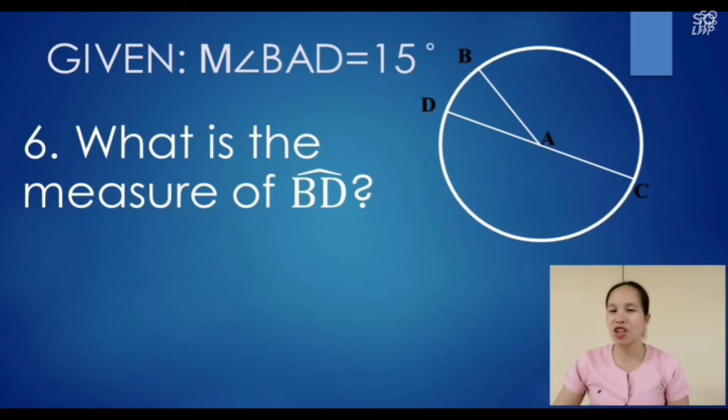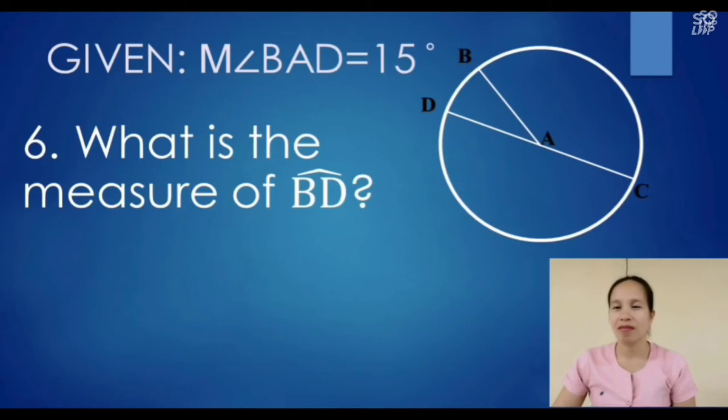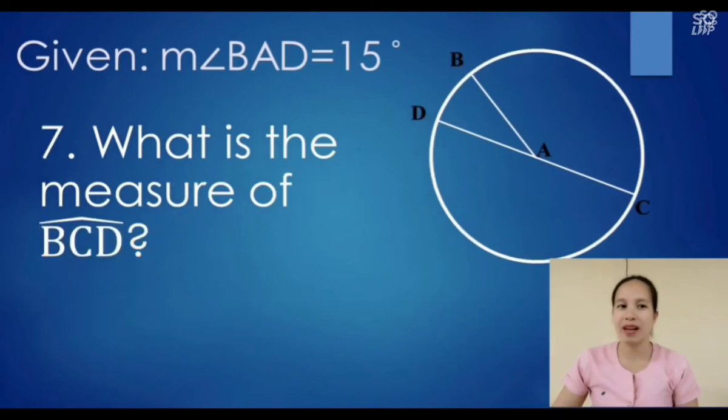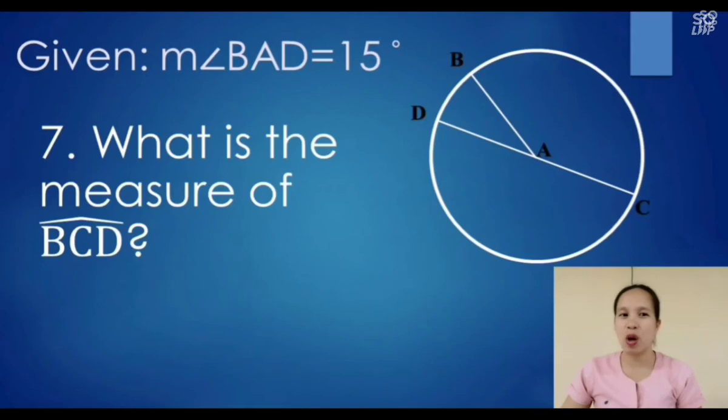What is the measure of arc BD? Correct. Arc BD is 15 degrees since arc BD is the intercepted arc of our central angle BAD. Number 7. What is the measure of arc BCD?